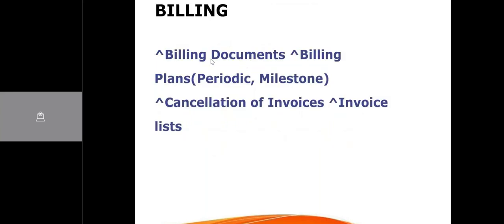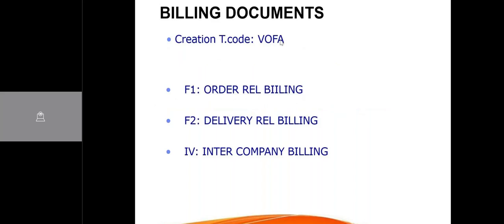Billing is also one of the important parts of sales, like what kind of billing we do. We have two types of billing. One is the billing plan, which we basically use in the service industry, for service products. Periodic means monthly payment, like rent agreement and maintenance charges, or milestone and one-time billing. And there are different billing documents, integrated with finance: order related billing, delivery related billing, and intercompany billing. Order related billing means the customer orders the goods, then we do the billing. Delivery related billing means once we complete the delivery process, then we do the billing.